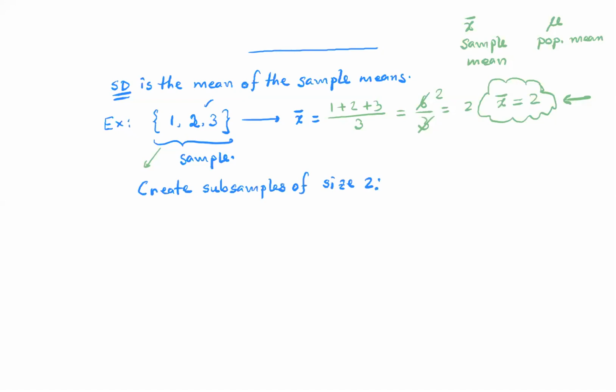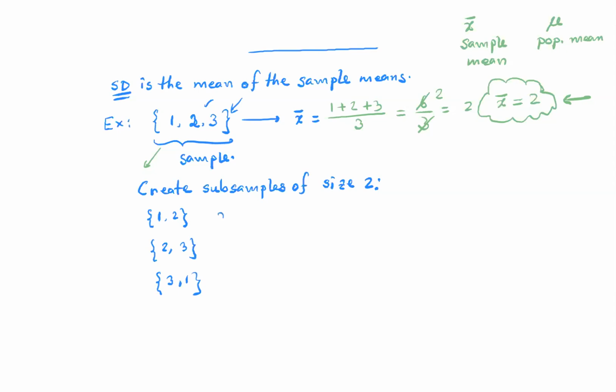So I could create one group, 1, 2, right? I could create a group 2, 3. Order doesn't matter, so don't worry about it. I could create a group 3 and 1. Is there anything else that I could create from this sample? Is there any other subgroup or subsamples that I could create from this of size 2? The answer is no, that's all.